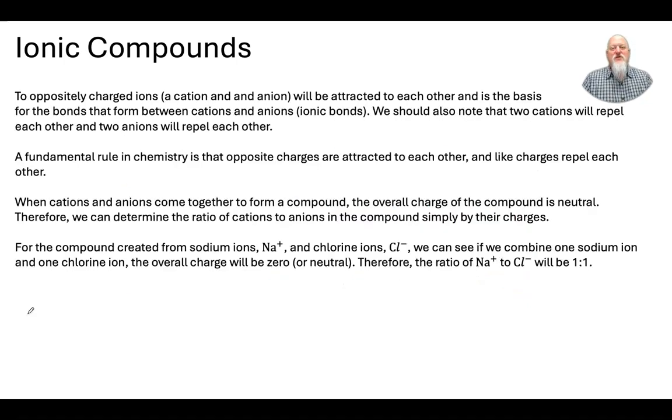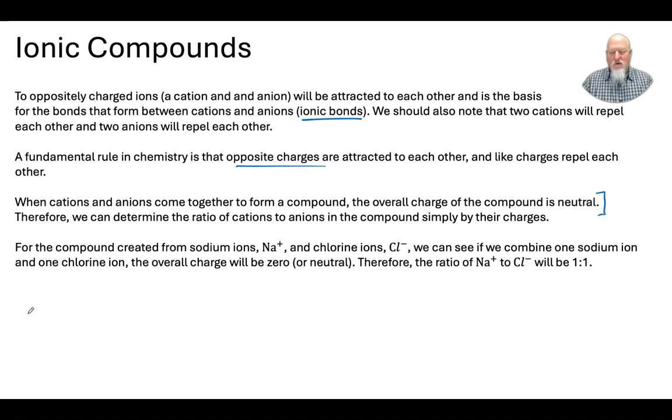So, like I just said, 2 oppositely charged ions will attract each other, and that force that occurs between them, that attraction, is what's known as an ionic bond. So ionic bonds are formed between oppositely charged ions. If we go a little bit further, and I try to put 2 cations together, they're both positively charged, so they actually repel each other. Or if I try to put 2 anions together, they're negatively charged, so they will repel each other. One of the fundamental rules in chemistry is that opposite charges are attracted to each other, and like charges repel each other.